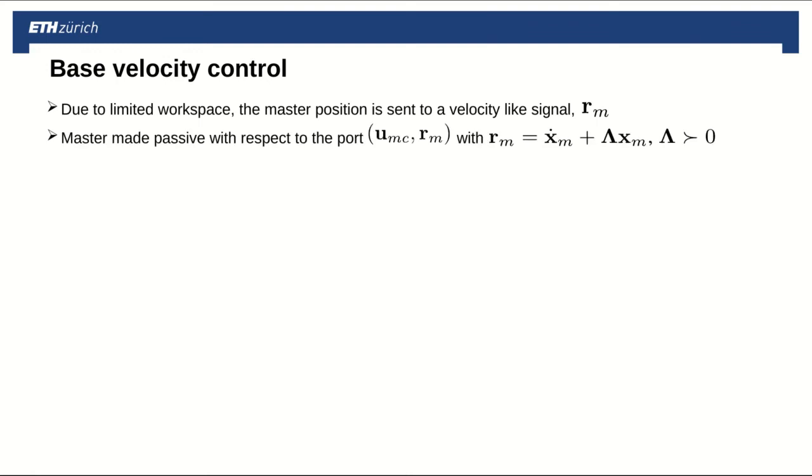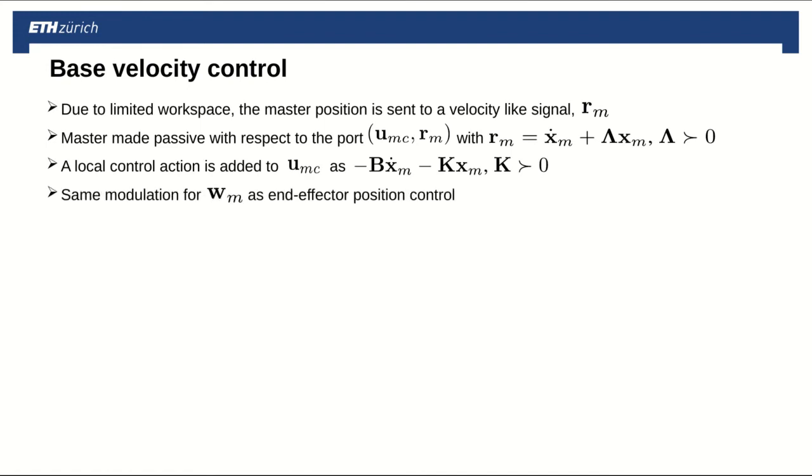The master is made passive with respect to the input-output port UMC RM, where RM is defined as the sum of the current velocity of the master plus a scaled position. A local control action needs to be added in the form of a spring and a damping term to the control input to make it passive with respect to the output RM. And the same modulation for WVM occurs as the one defined for the end-effector position control mode.